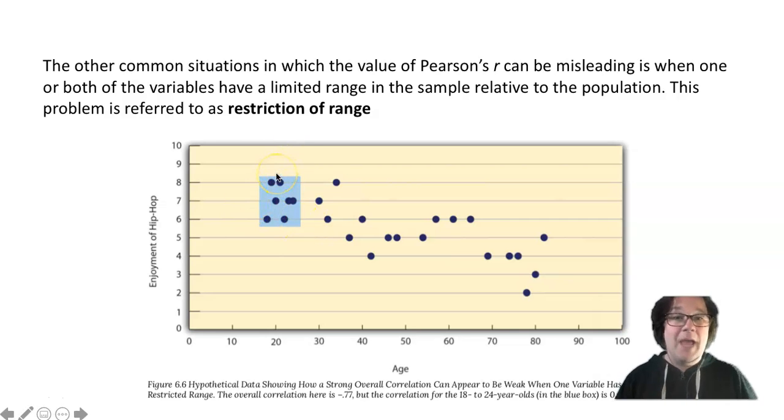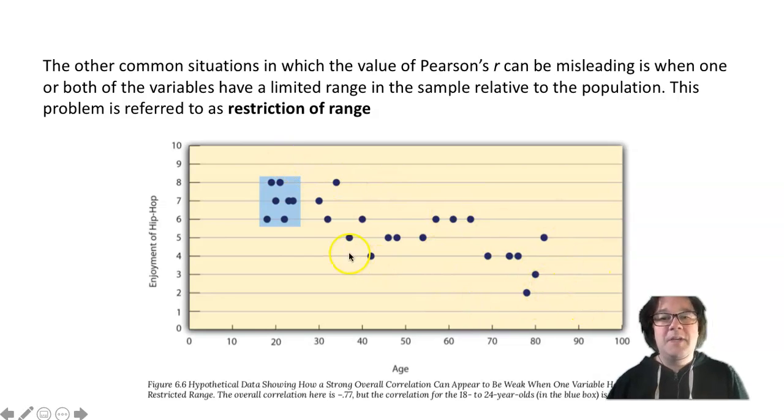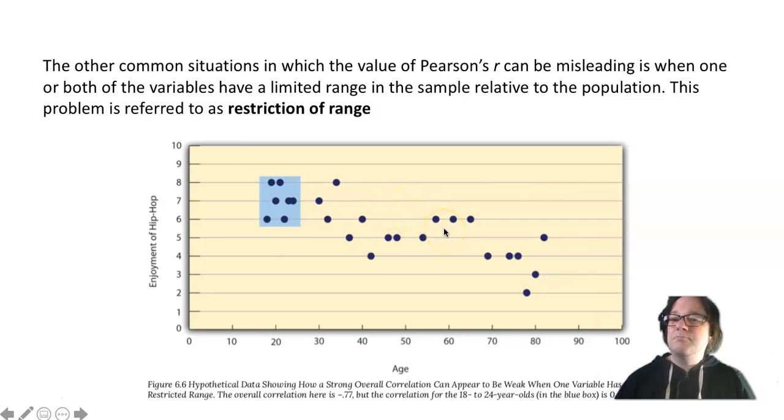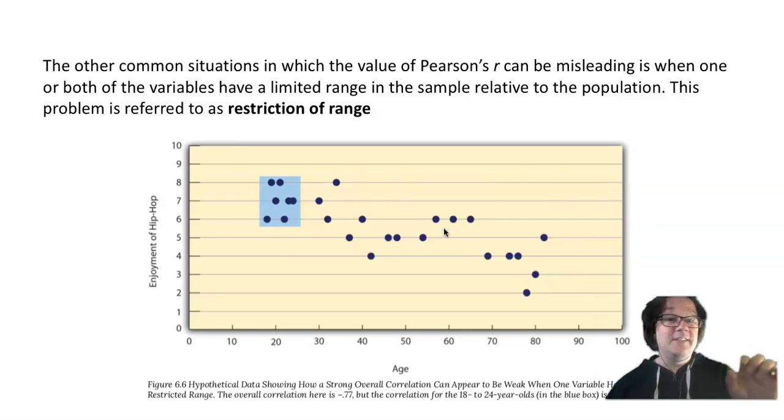There's no pattern. Overall, if we look at the whole scatter plot, it shows right here overall correlation of a negative 0.77. So as we get older, less enjoyment for hip hop. But in this particular age group, it looks like there's no relationship whatsoever. This is pretty misleading, right? Especially if people wanted to cherry pick this data.